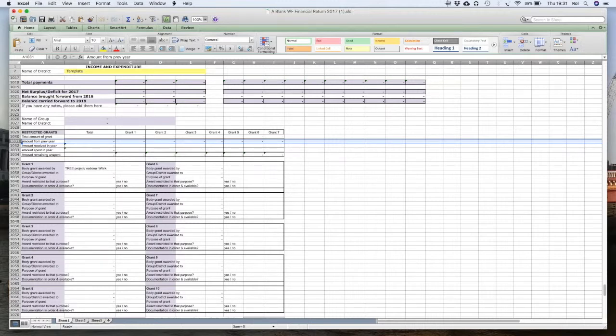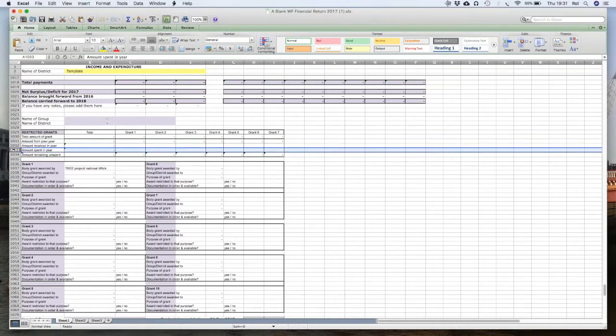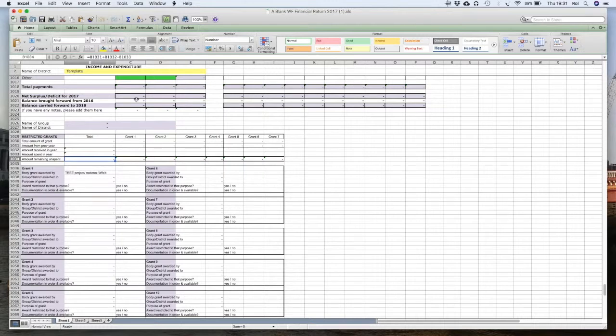So we fill in the next line down on 1032, the amount received in the year, and then the amount spent in the year, and then finally the amount carried forward unspent. And the total in box B 1034, you can highlight that a minute. Yeah, that total there should be the same as the total in box D 1022, which is the bottom of the restricted grants column.